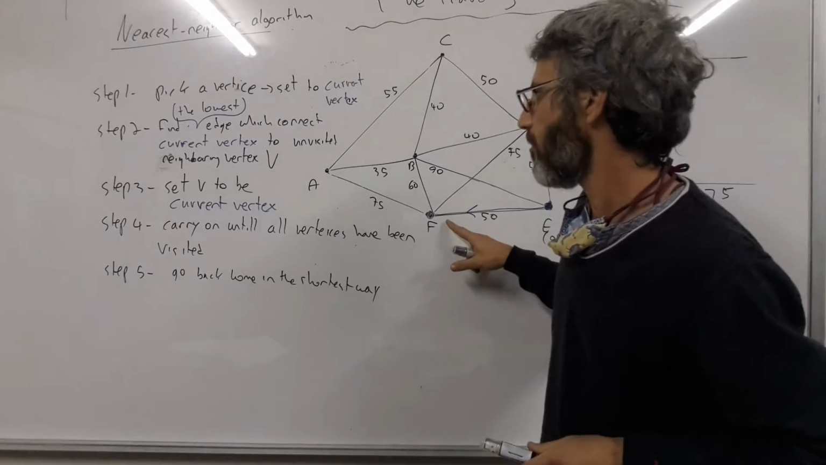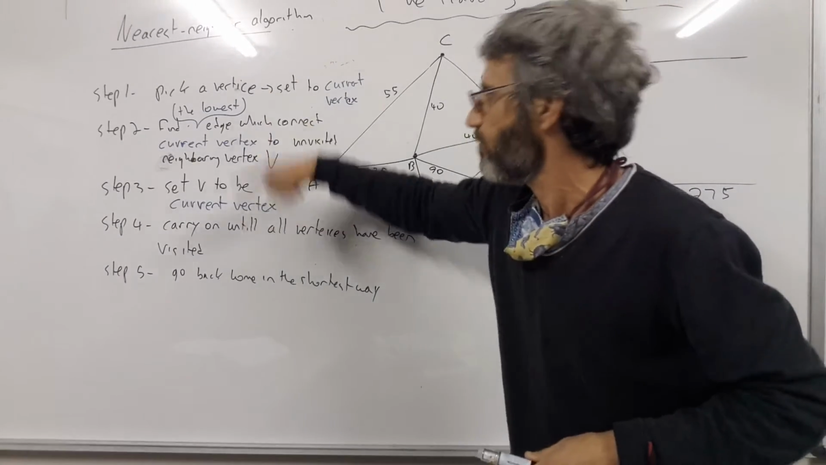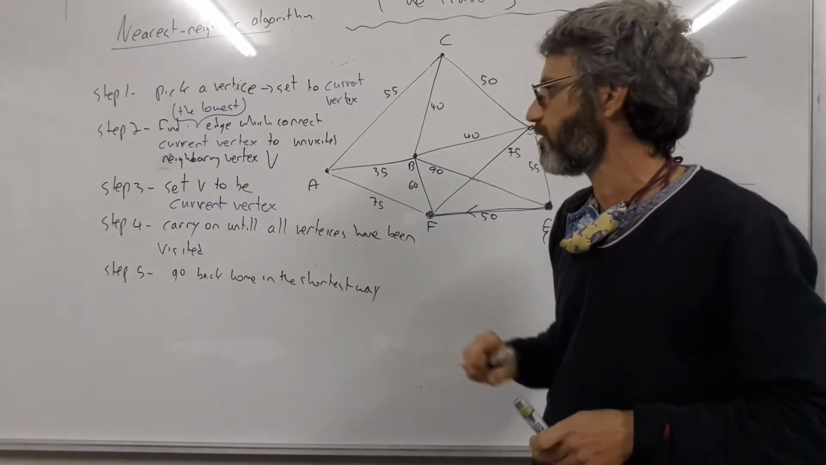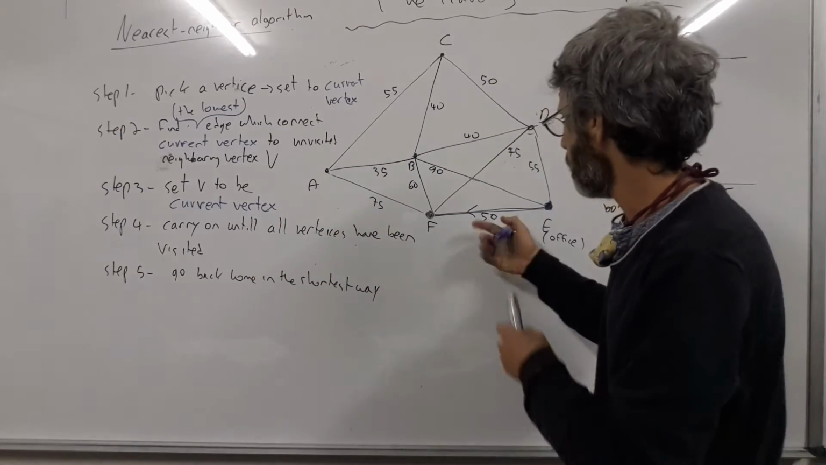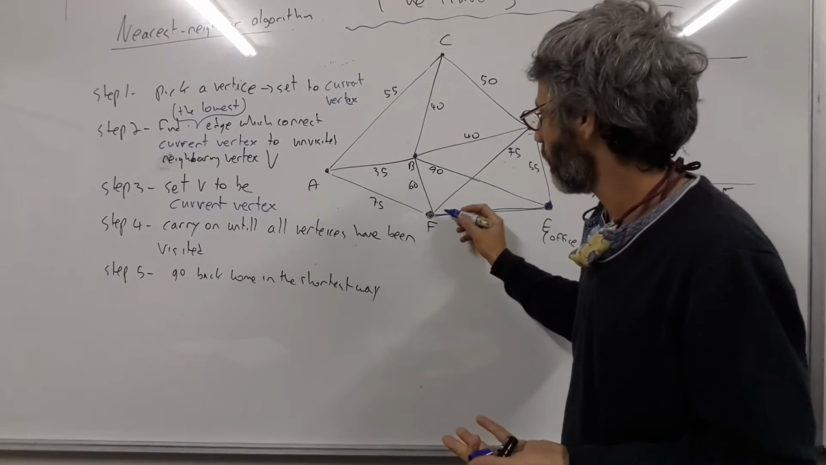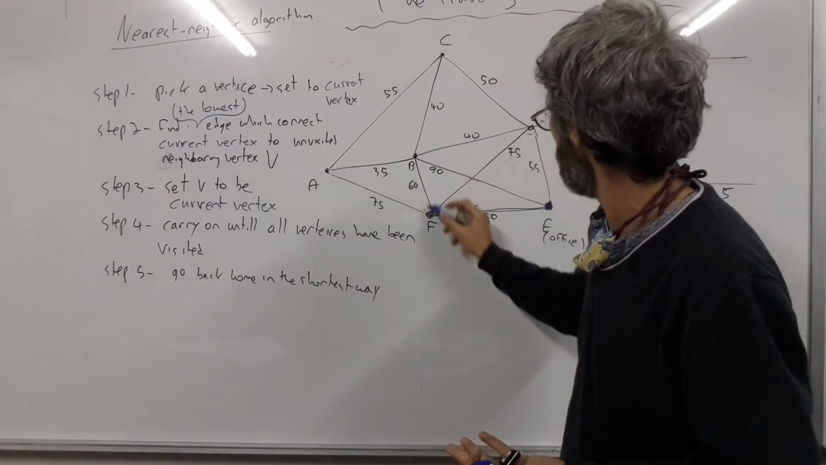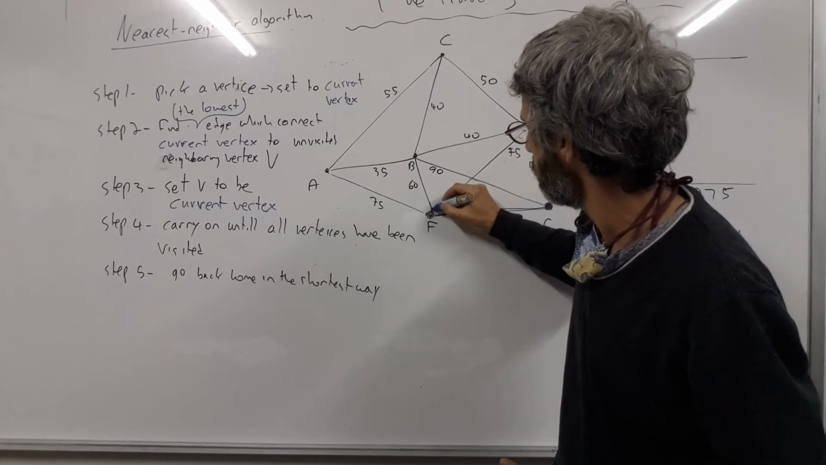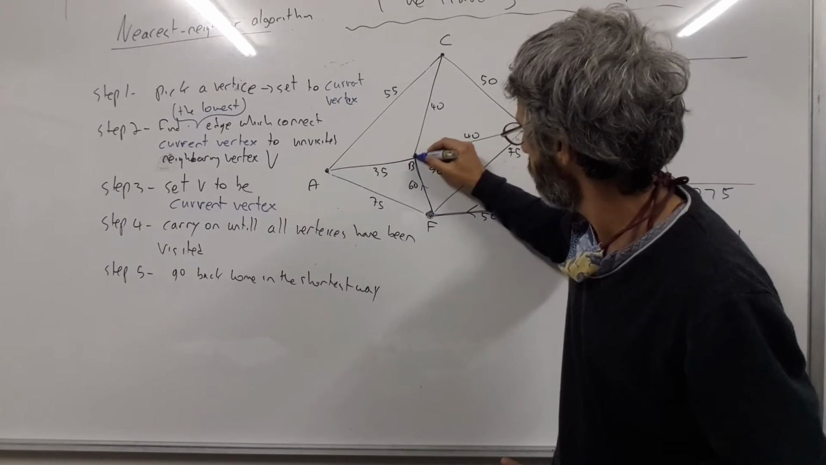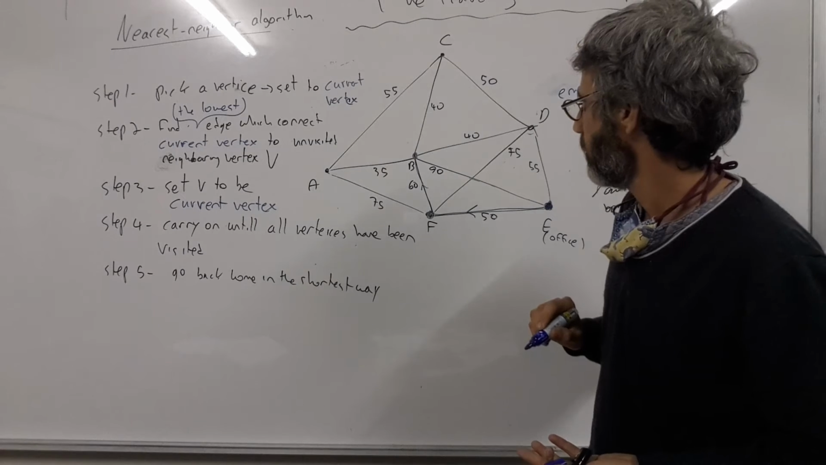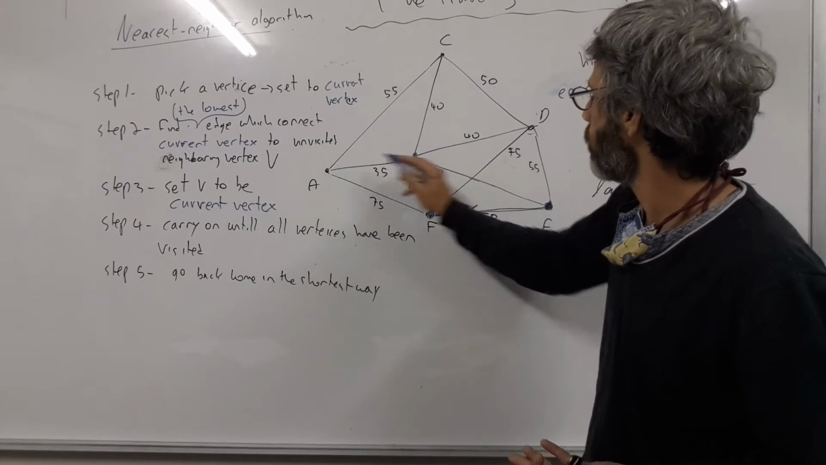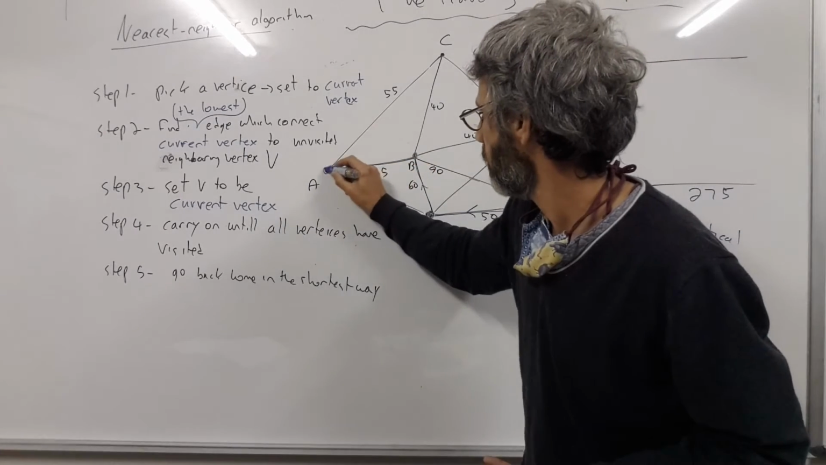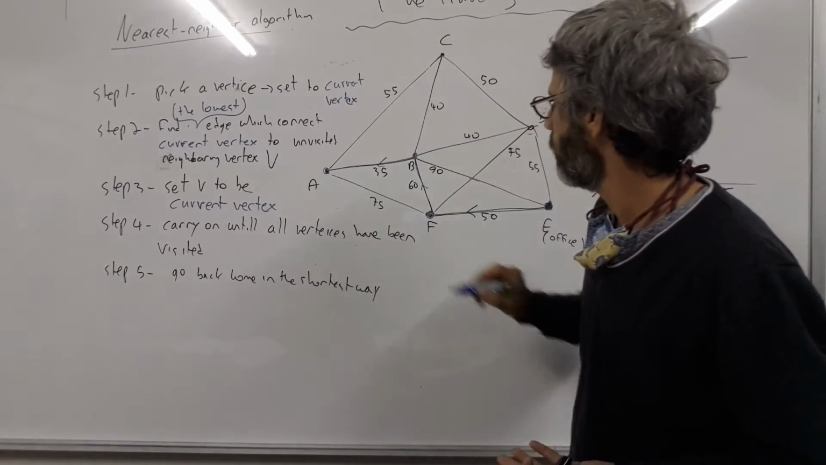Now from F, I need to carry on. Repeat step 2, step 3, carry on until all the vertices have been visited. So from F, where would I go? I can go to B. B is the shortest one, right? So I'm going to go there. I painted that one. Okay, got to B. From B, I'm going to go to A, I guess, because that's the lowest one. Okay, and I'm putting an arrow.